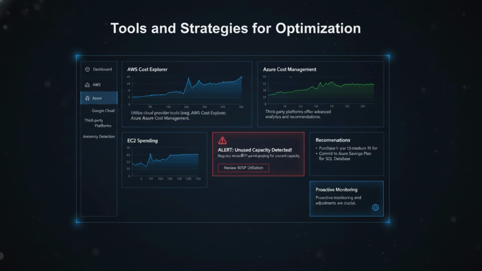Regularly review your RI and savings plan utilization to ensure you're not paying for unused capacity, and consider modifying or selling RIs in marketplaces if your needs change. Proactive monitoring and adjustments are crucial to maintaining cost efficiency as your cloud footprint evolves.